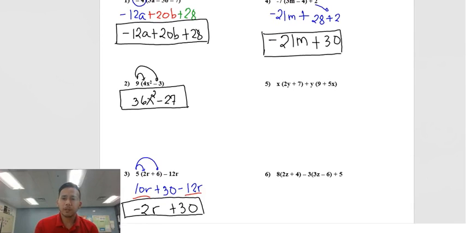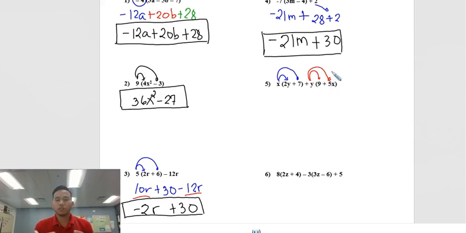The next problem here is we have a variable that is to be distributed. So the same process. Even if it is a number or a variable, you have to distribute. Okay? So I'm going to distribute x to this parenthesis here: x times 2y and x times 7. And then the other one, I'm going to distribute y times 9 and y times 5x.